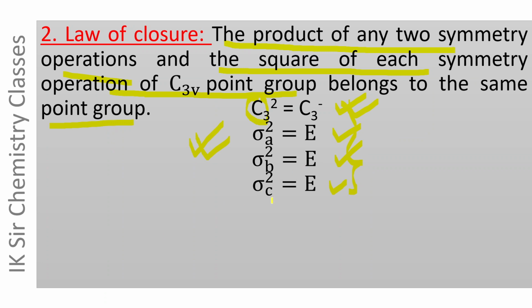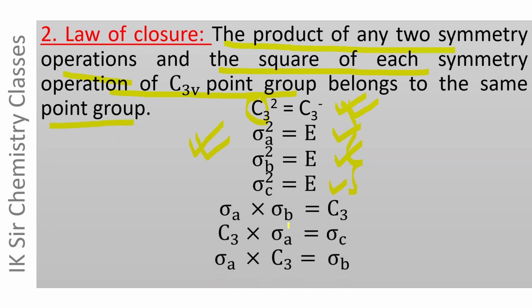At the same time, the product of any two symmetry operations of C3v point group also belongs to the same point group. Sigma A multiplied by sigma B is equal to C3. C3 multiplied by sigma A is equal to sigma C. Sigma A multiplied by C3 is equal to sigma B, and all these belong to C3v point group. It means the law of closure is obeyed in C3v point group.